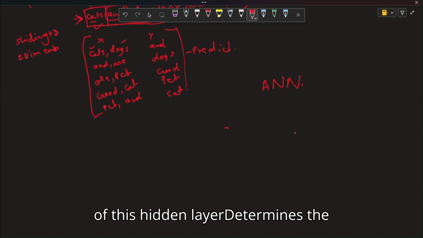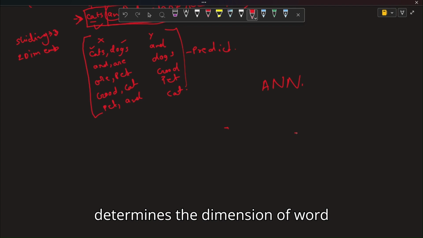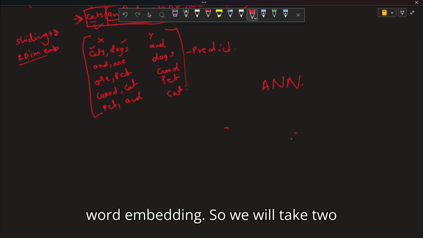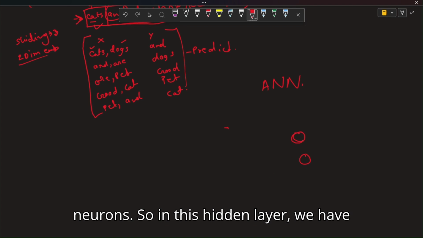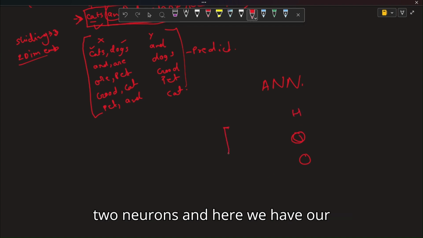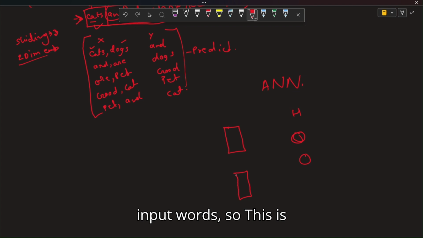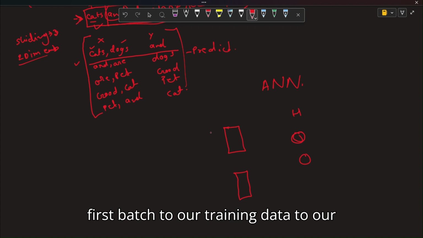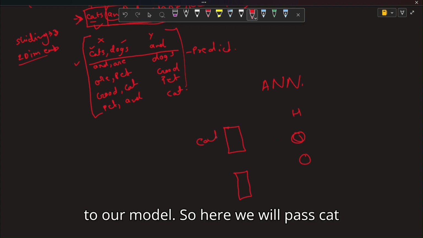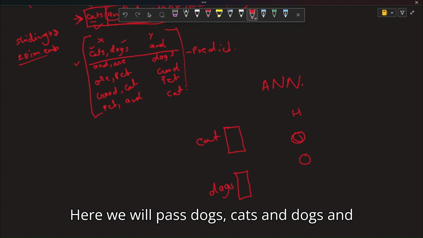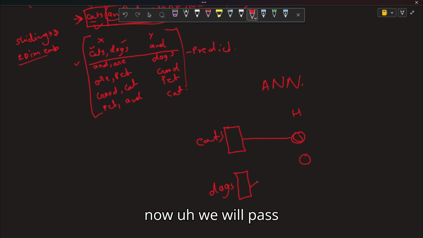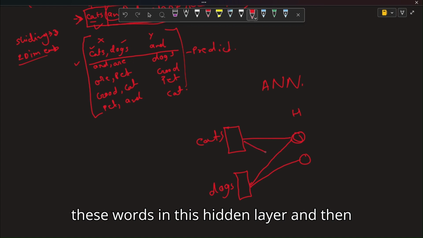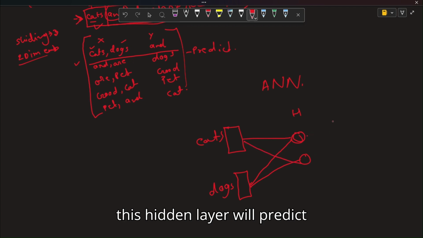The dimension of this hidden layer, the number of neurons in this hidden layer, determines the dimension of the word embedding. Now we need a two-dimensional word embedding, so we will take two neurons. In this hidden layer we have two neurons, and here we have our input words. Let's say we are sending this first batch of our training data to our model. Here we will pass cats and dogs, and we will pass these words to the hidden layer, and then this hidden layer will predict the output.